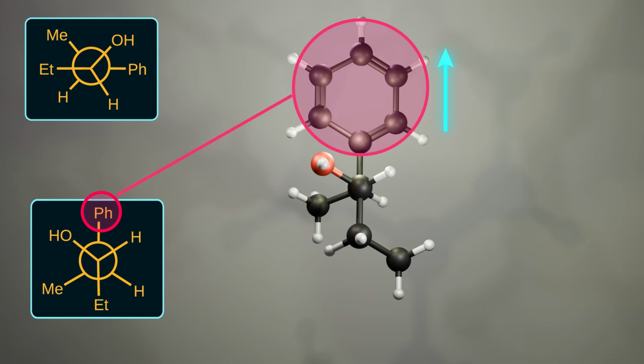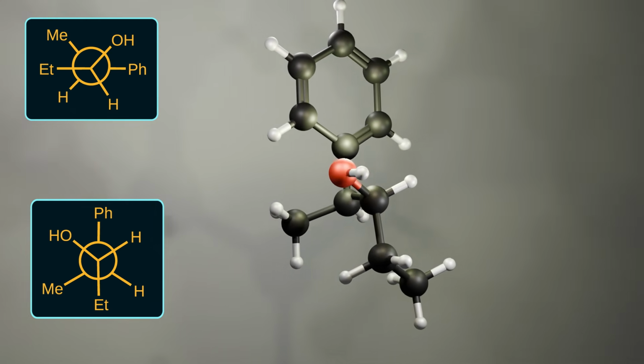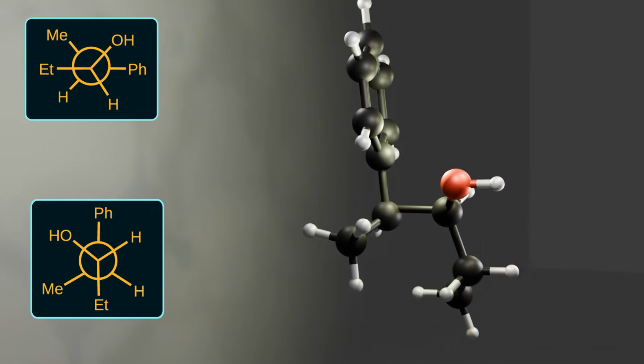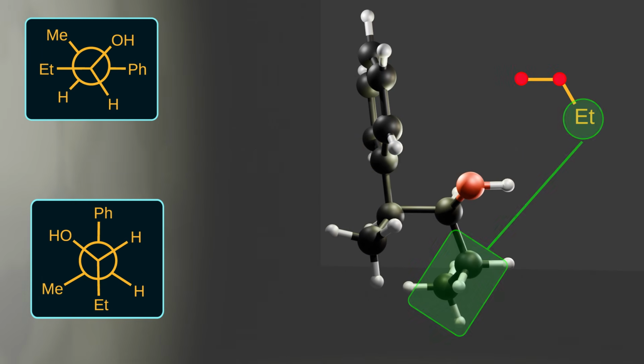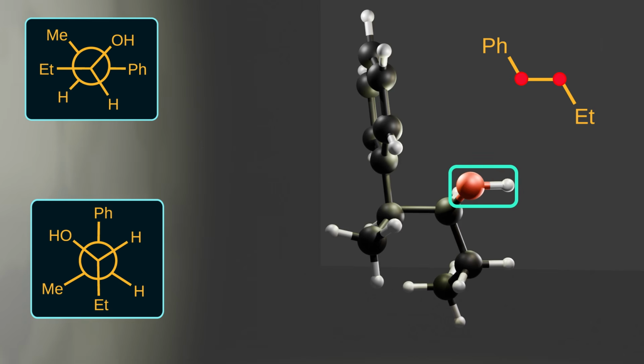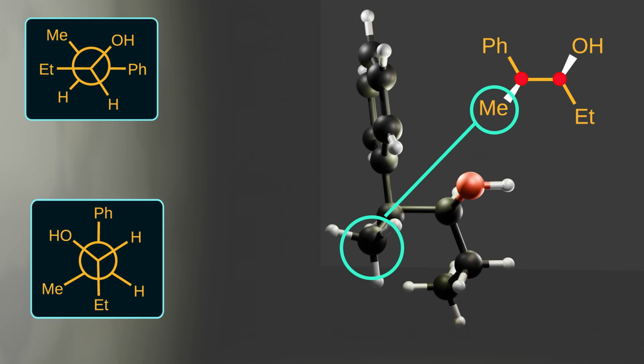Now we should change our viewpoint. Instead of viewing the molecule from the front, see it from the side. Now it's very simple. Just draw what you see. This is the ethyl group pointing downward, and this is the phenyl group pointing upward, and they are anti to each other. The hydroxy group is pointing toward you, so draw it out of the plane. The methyl group is also pointing toward you, so draw it out of the plane. This is the correct stereochemistry of the final product.